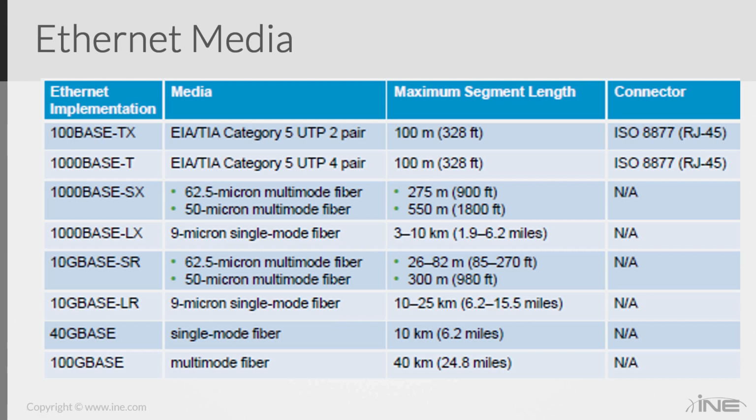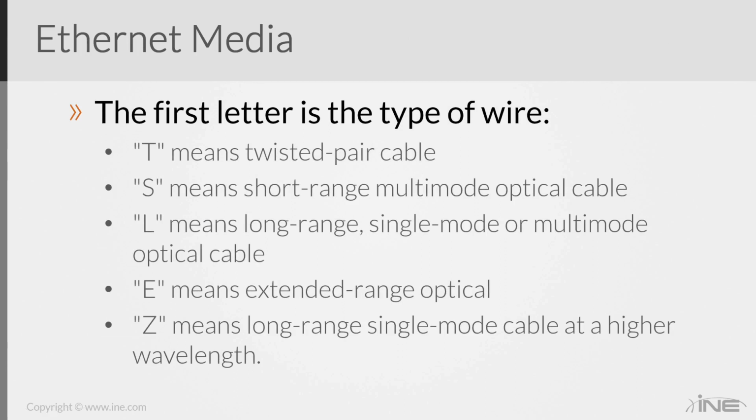Now, when it comes down to understanding, you have this T, you have this X, things like that. These are broken down into different terms, so it's important to understand what they mean. The first letter of this type of wire, T, means twisted pair. S means short range multi-mode optical cable. L means long range single mode or multi-mode cable. Typically, in long range, you're going to see single mode. And inside of the data center, inside of your closets, inside of your racking, you're going to see multi-mode fiber. E means extended range. Z means long range single mode cable at a higher wavelength. So just be aware of those when you're moving forward.